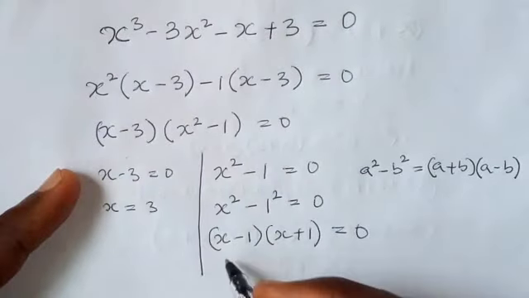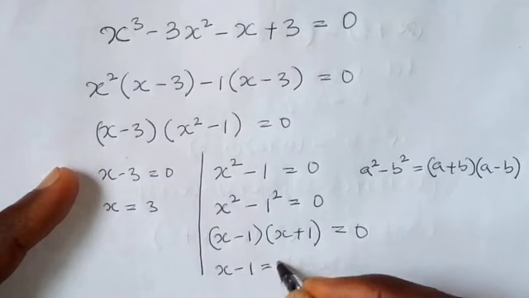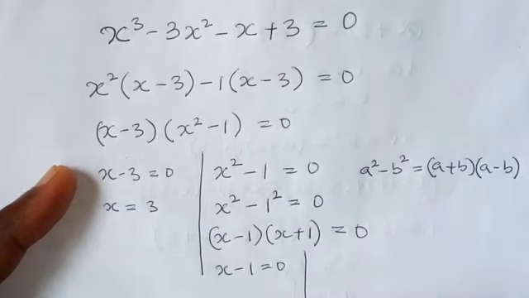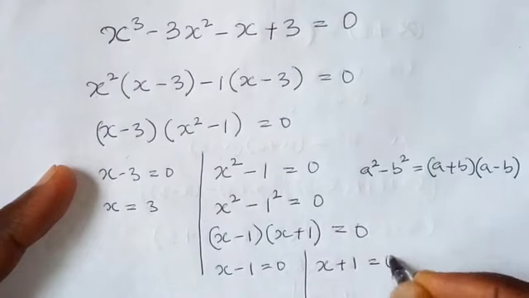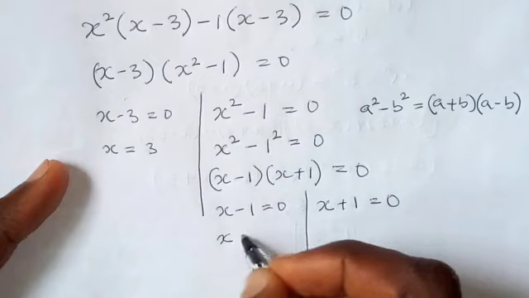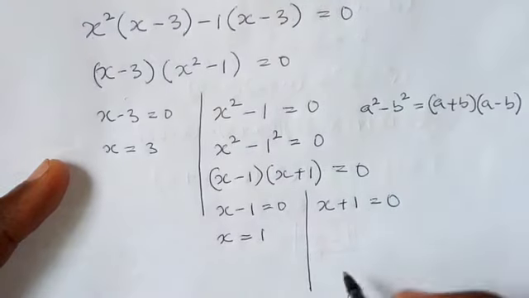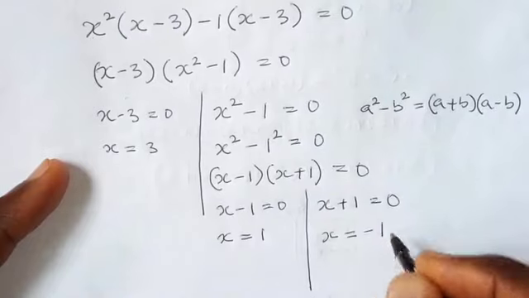Now, this also implies that x minus 1 equals 0, or x plus 1 equals 0. Now, x will be equal to 1 here, and x will be equal to minus 1 here.